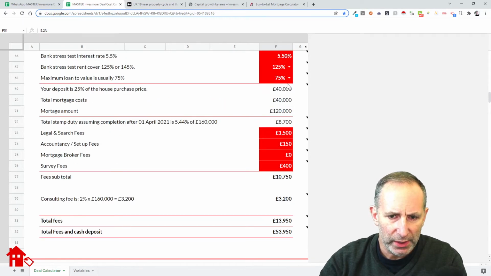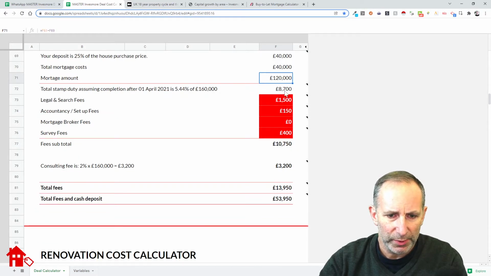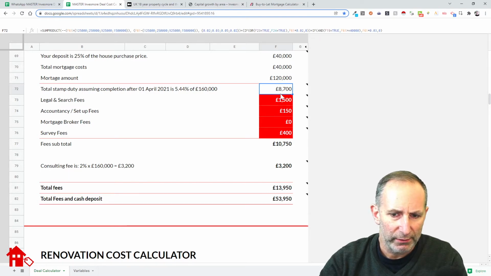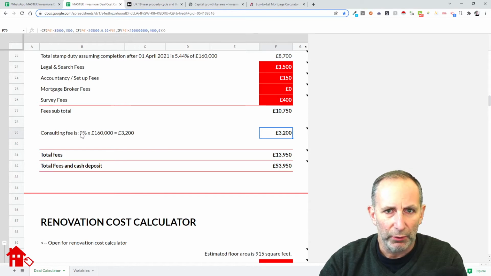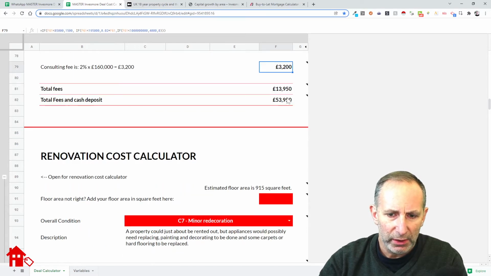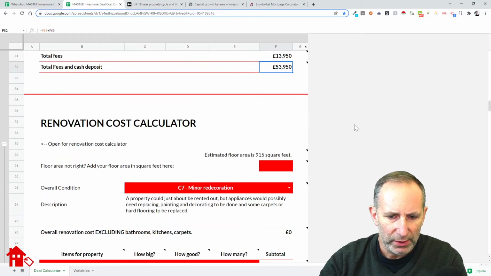We talked about the stress tests and the LTV. So therefore, you're going to need to put down a £40,000 deposit to the bank, and you're going to be borrowing £120,000 on this property. Assuming it's a foreign national buy to let, it's £8,700 in stamp duty, and then you've got some fees. Then you've got our consulting fee, which is 2% of the purchase price. So your total cost so far is £53,000.